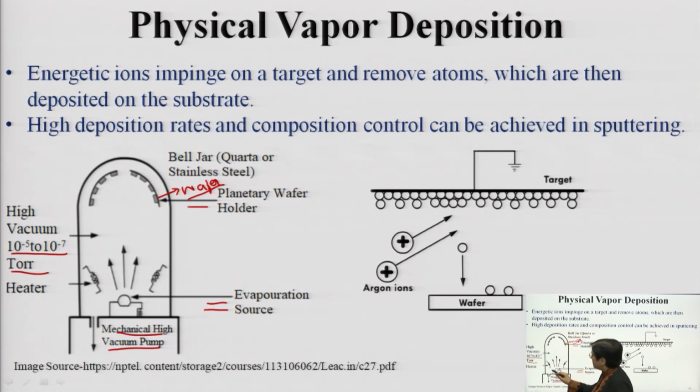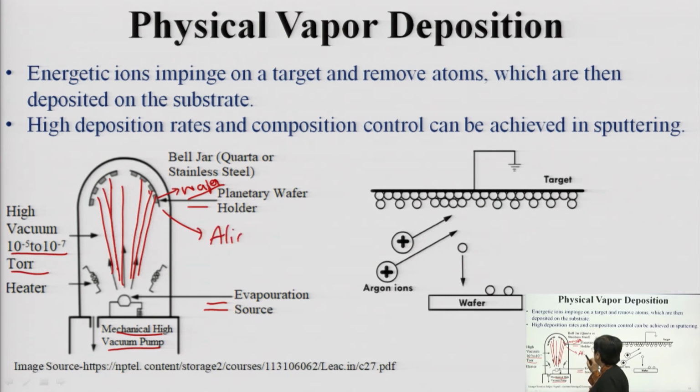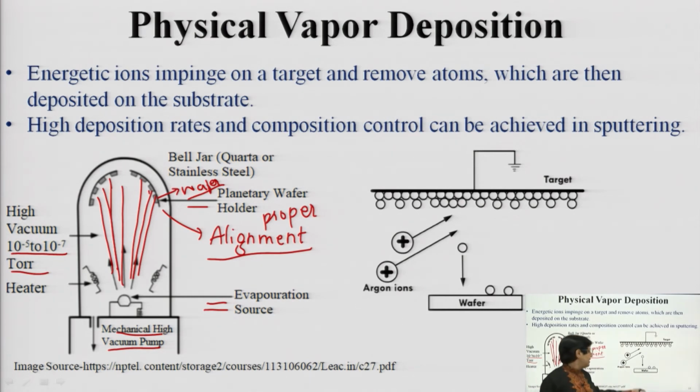Once the material is evaporated, it is made to strike onto these wafers, where the alignment is such that there is uniform deposition. You have to ensure that with proper alignment, these wafers are placed onto the wafer holder, so that there is uniform deposition. Now, how that particular thing is being done, that is shown over here.